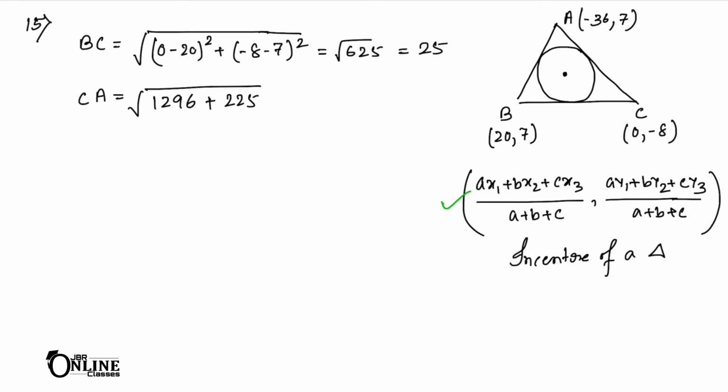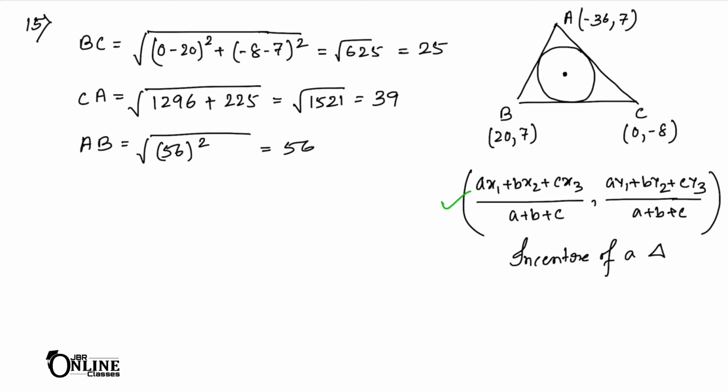So it will be here 225. So that one equal to 1521. 1521 means here 1521, that equal to 39. Now next one here AB equal to here 20 plus 36 whole square. So it will be 56 whole square. Okay, and the next one will be 0 because 7 minus 7 becomes 0. So 56 whole square means 56. So three sides are 25 units, 39 units and 56 units.